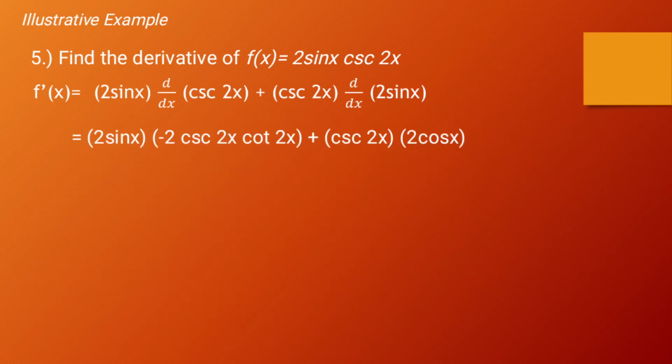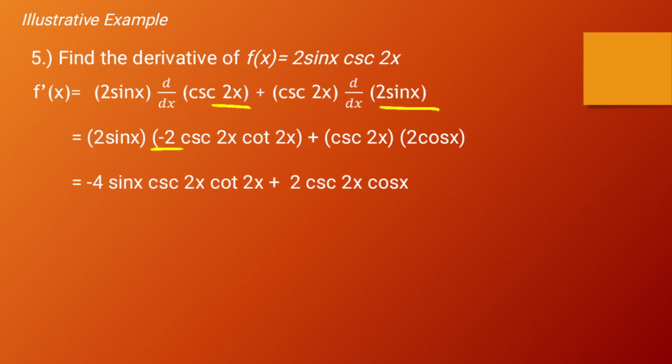Then just get the derivative of those functions. So we have 2 sine x times the quantity negative 2 cosecant 2x cotangent 2x. Why is there a negative 2 here? Because we also get the derivative of this 2x. And then plus cosecant 2x times the derivative of 2 sine x, which is 2 cosine x.